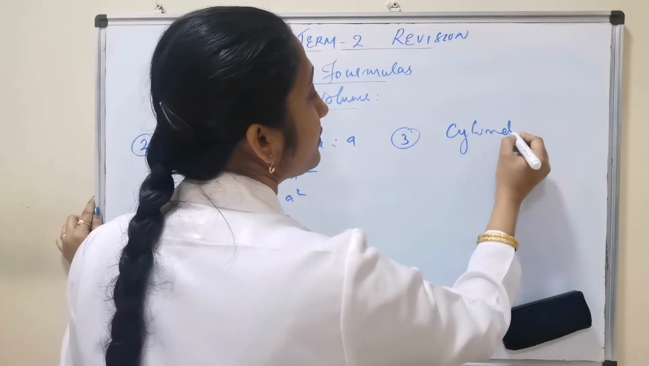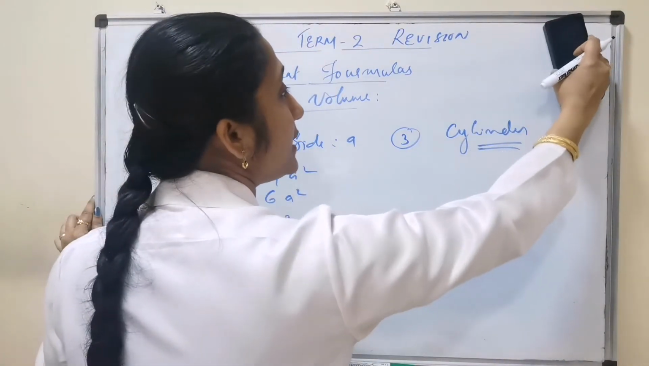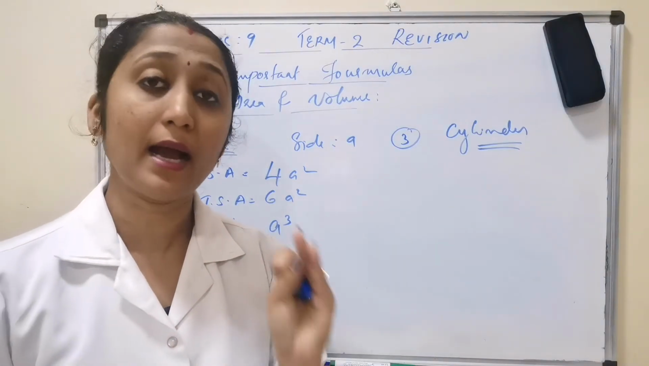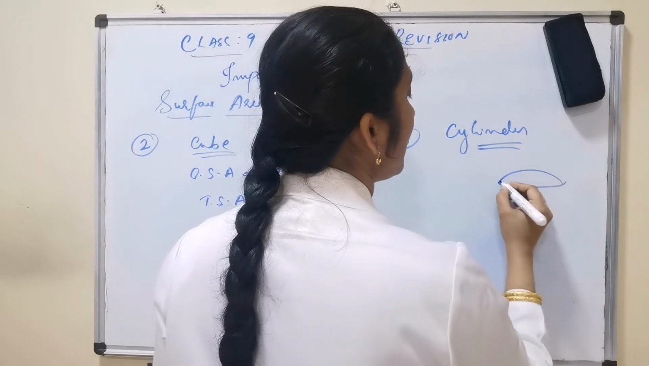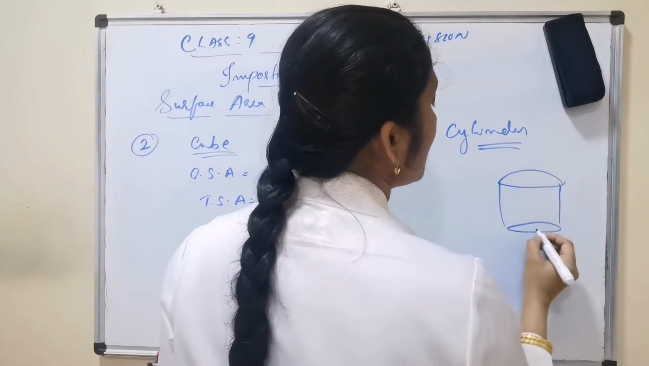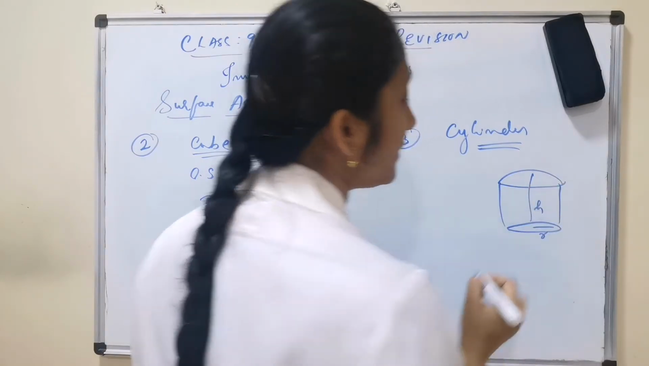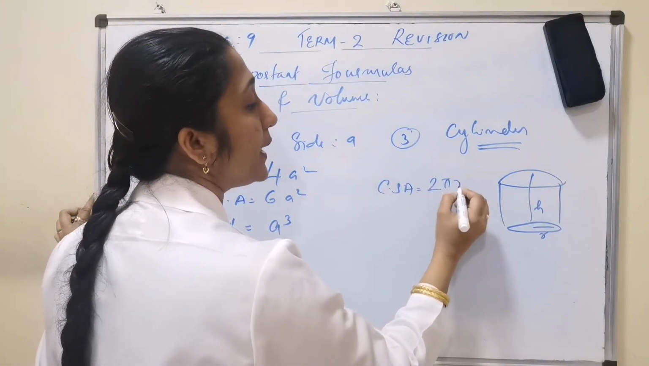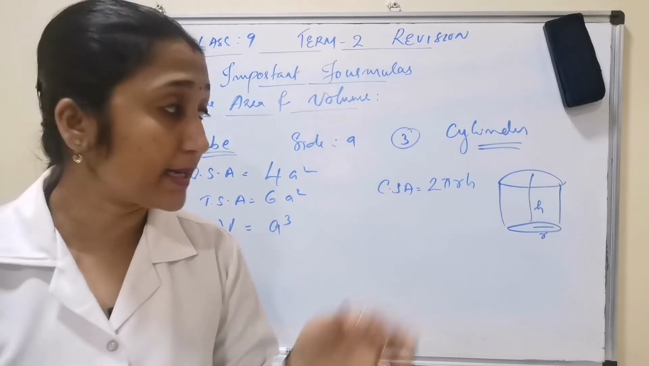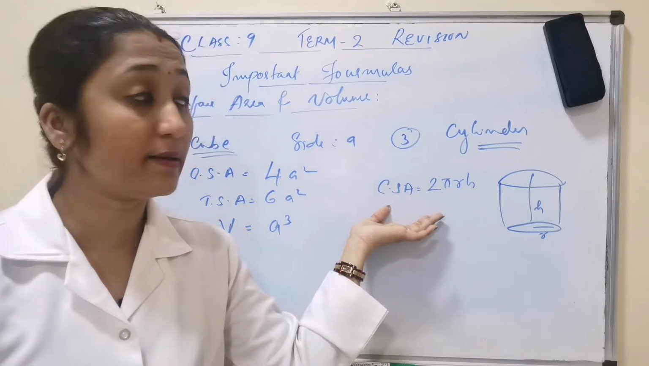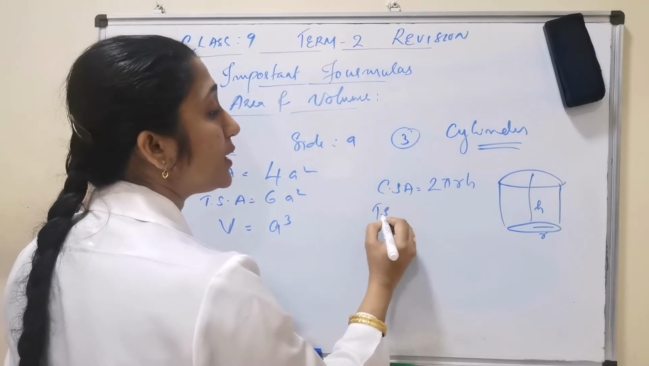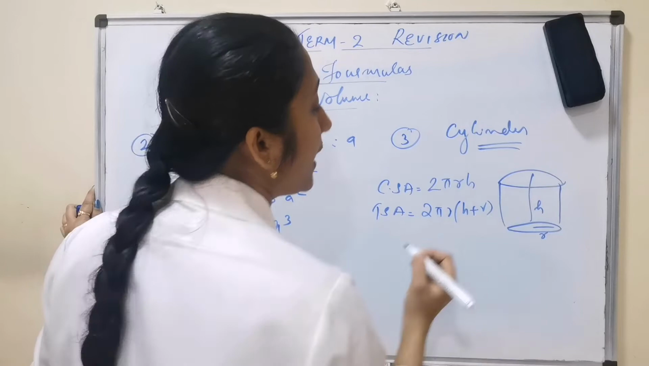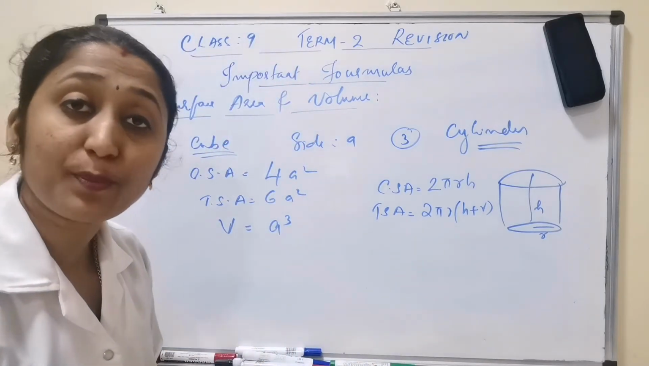Then the next, third one, is the cylinder. Cylinder means radius and height. So the cylinder is like this: this is the radius and this is the height. What is the CSA of the cylinder? That is 2πrh. And the total surface area is equal to 2πr(h + r).